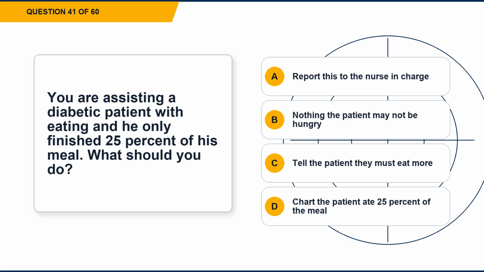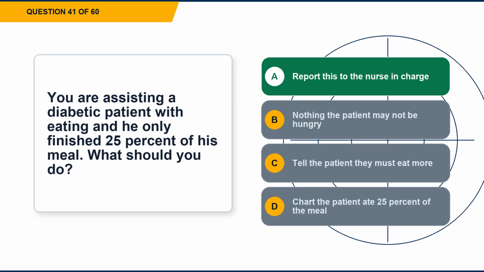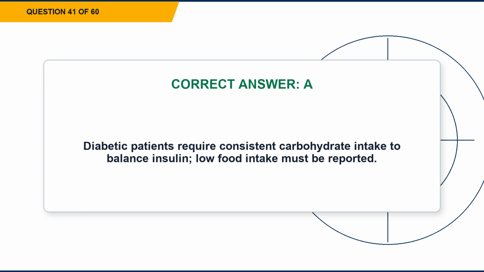Question 41. You are assisting a diabetic patient with eating and he only finished 25% of his meal. What should you do? Option A, report this to the nurse in charge. Option B, nothing, the patient may not be hungry. Option C, tell the patient they must eat more. Option D, chart the patient ate 25% of the meal. The correct answer is option A, report this to the nurse in charge. Explanation. Diabetic patients require consistent carbohydrate intake to balance insulin. Low food intake must be reported.